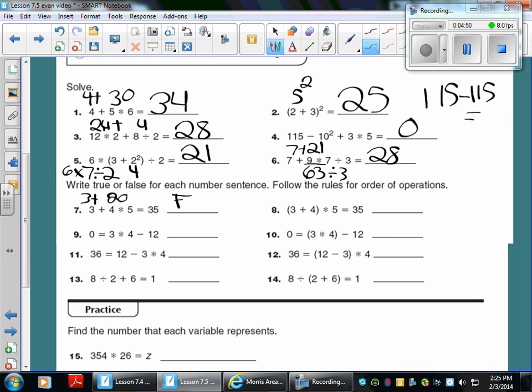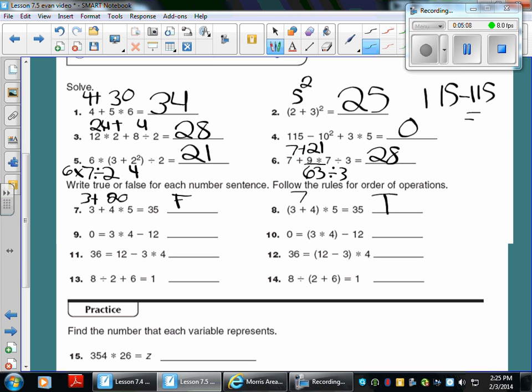Let's take a look at 8. I do parentheses first in this situation. 3 plus 4 is 7. 7 times 5 is 35. So in this case, for 8, that answer would be true. That number sentence is true.